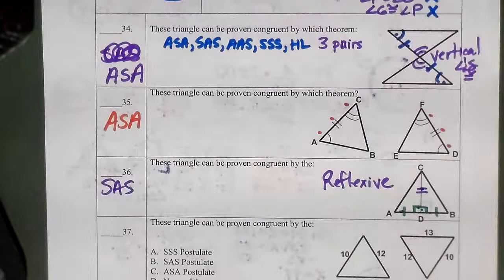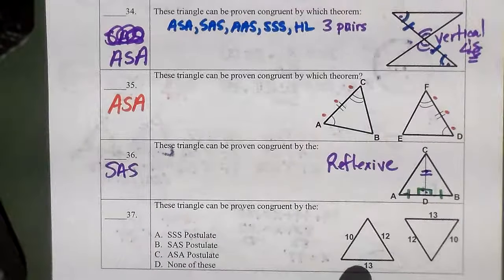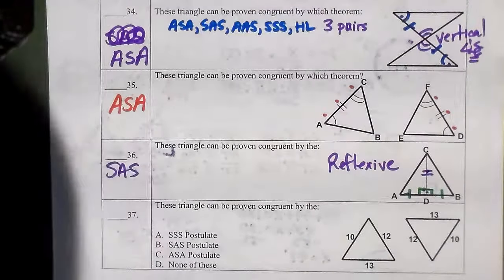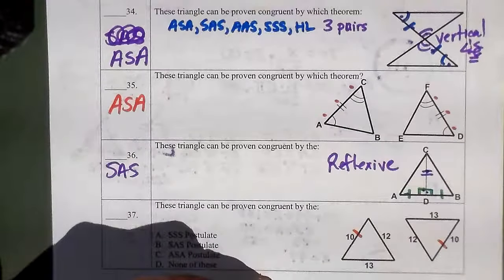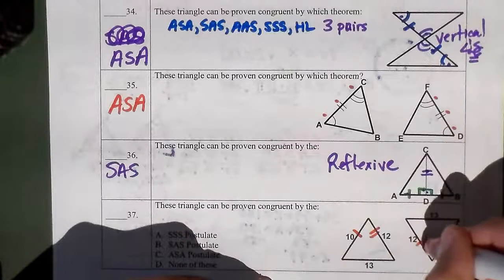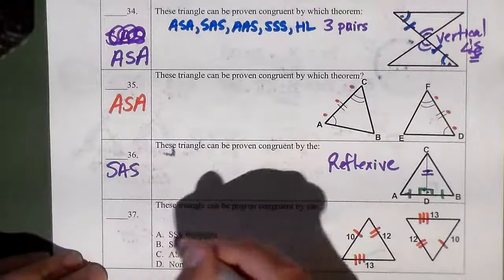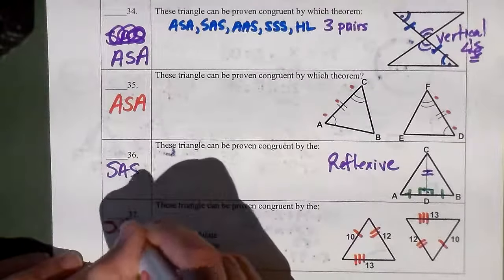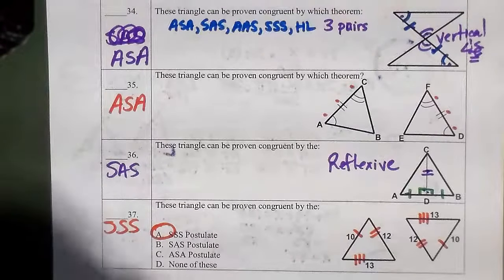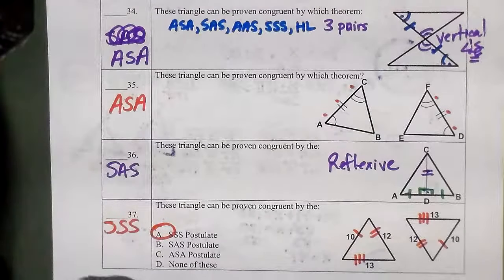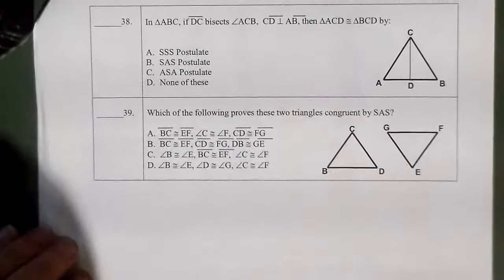All right, so let's move on to the last one on this page. And look at these. These are side lengths, so I'm going to mark what I can. 10 is congruent to 10, 12 is congruent to 12, and 13 is congruent to 13. This is pretty simple. This is side, side, side. The three sides are congruent. Okay? So let's go to the next page. And the last two. Yay!